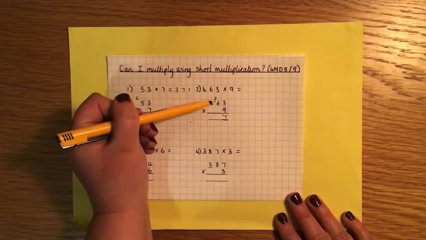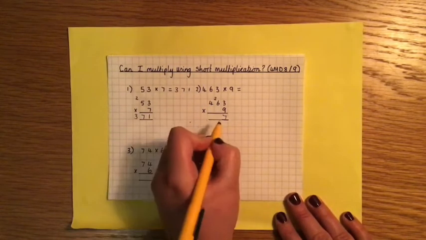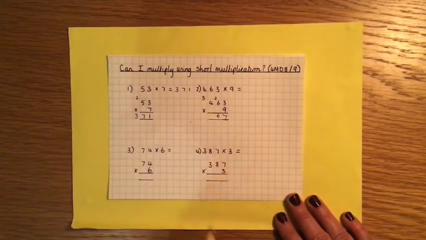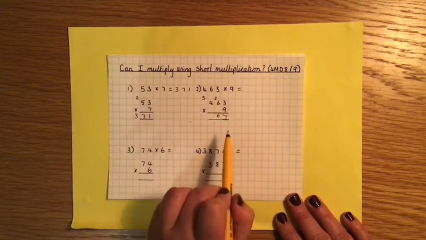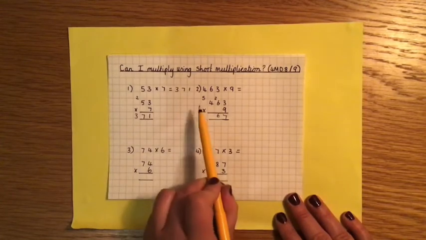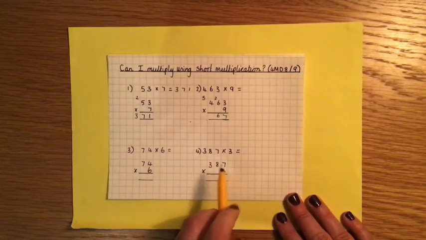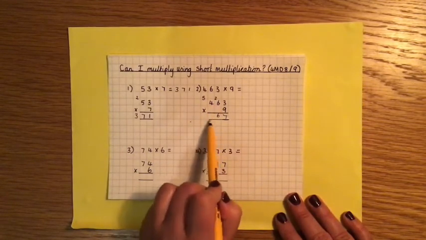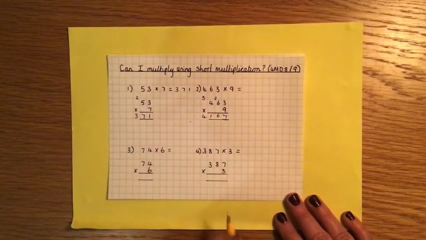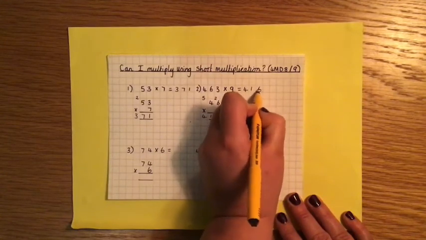Now I'm going to do 9 times 6, which is 54. Remembering to add my extra 2. 54 add 2 is 56. I'm going to put my 6 in and carry that 5 into the hundreds now. 9 times 4 is 36 plus 5. 36 plus 5 is 41. Now I haven't got any more columns to times, so 41 goes in my answer box. So the answer is 4,167.